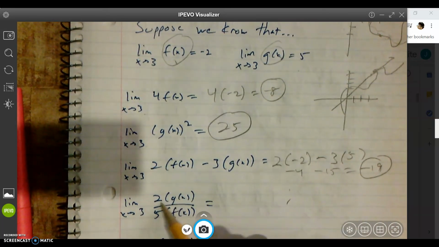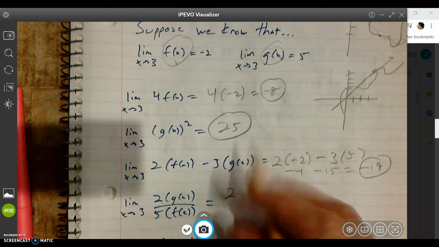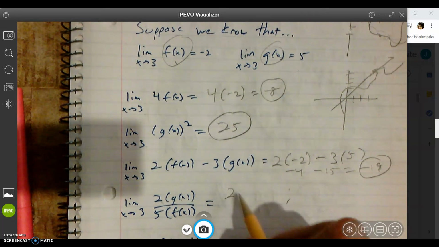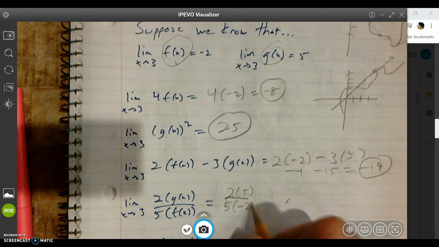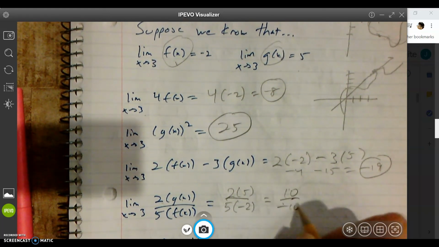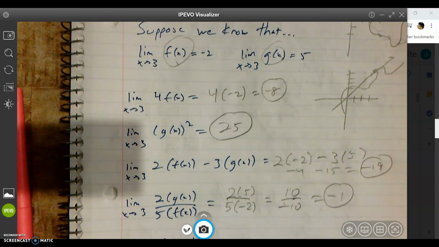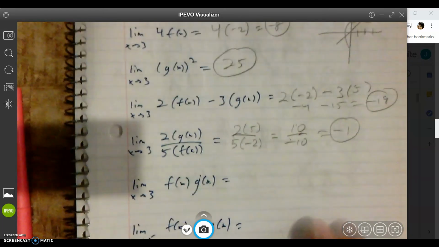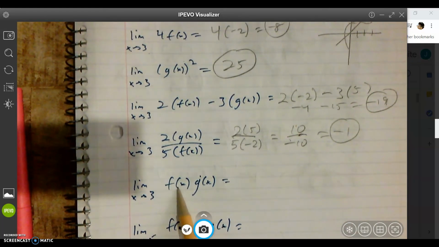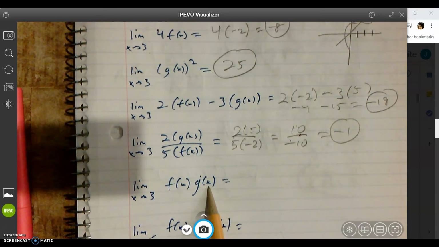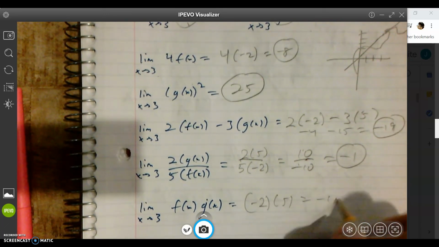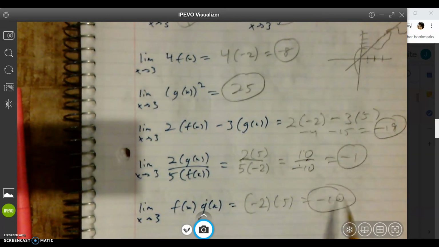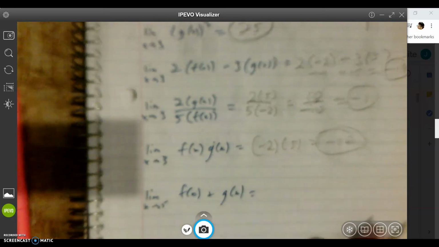The limit as x approaches 3 of 2 times g of x, over 5 times f of x. So that's 2 times 5, and then 5 times f of x, negative 2. That's going to be 10 over negative 10, which is negative 1. Yeah. Try this one right here. What'd you get? The limit as x approaches 3 of f of x times g of x. Pause it. Yeah, negative 10, that's what I got. That's negative 2 times 5, which is negative 10. Bam.